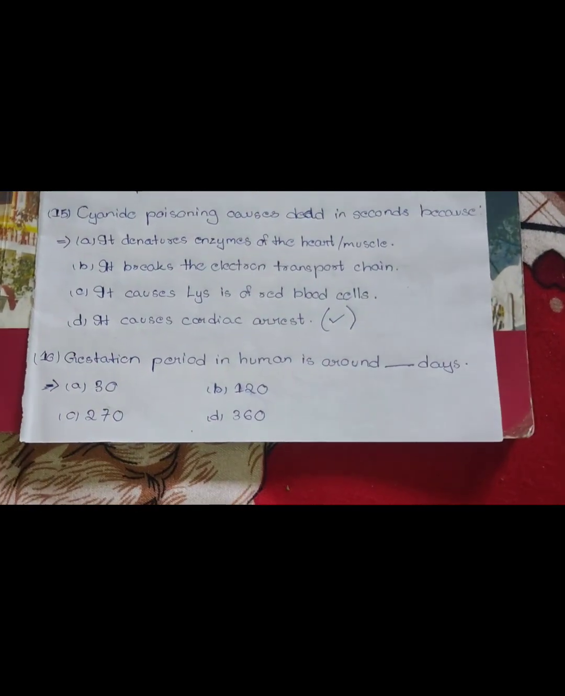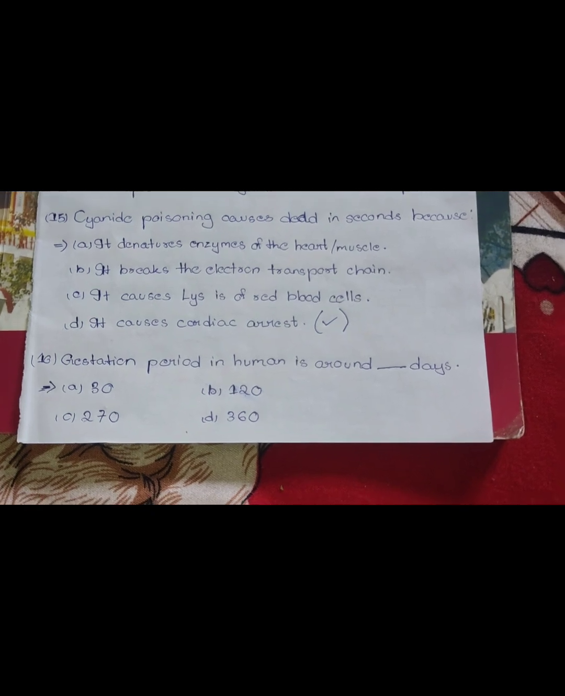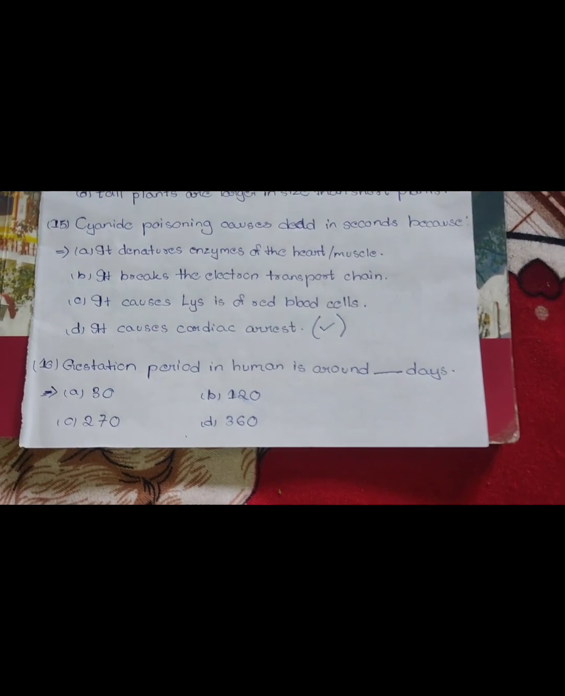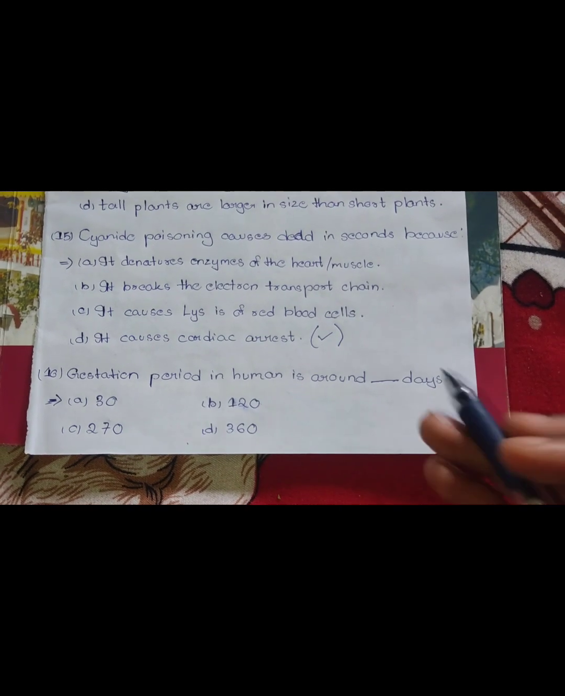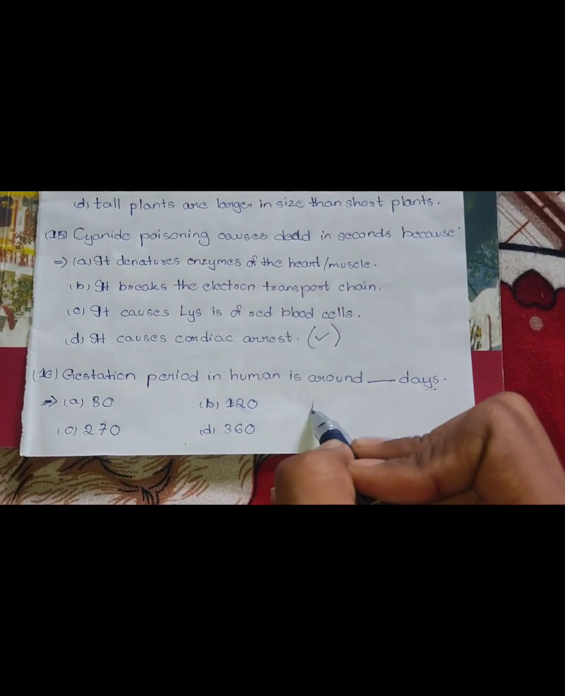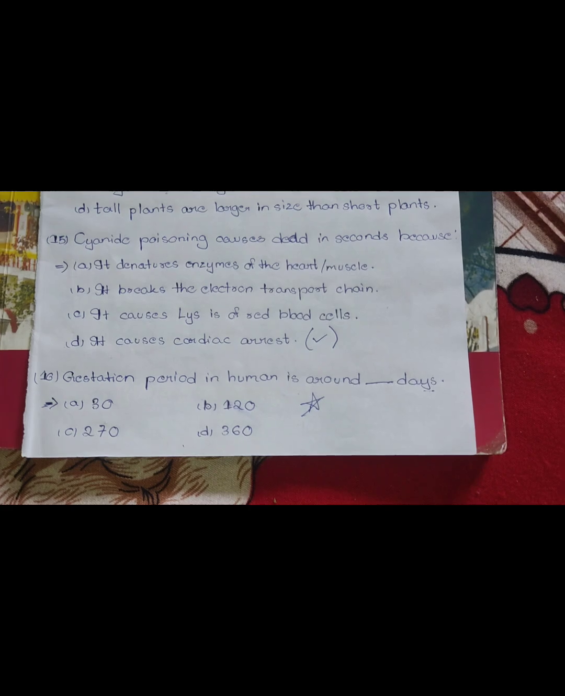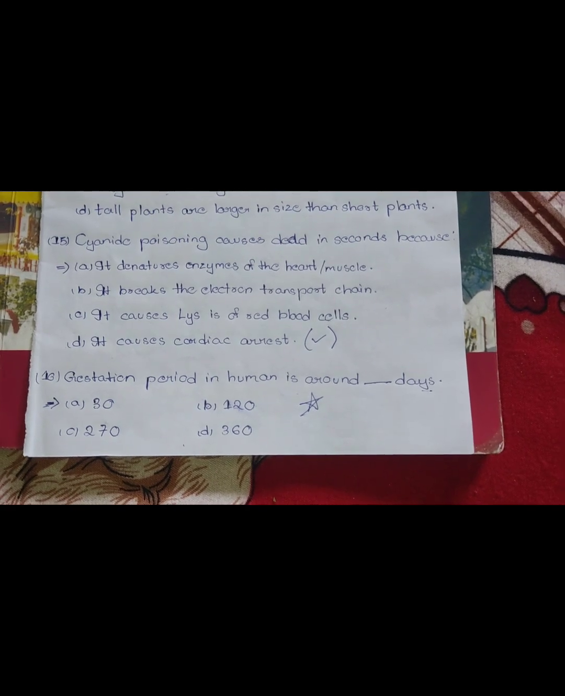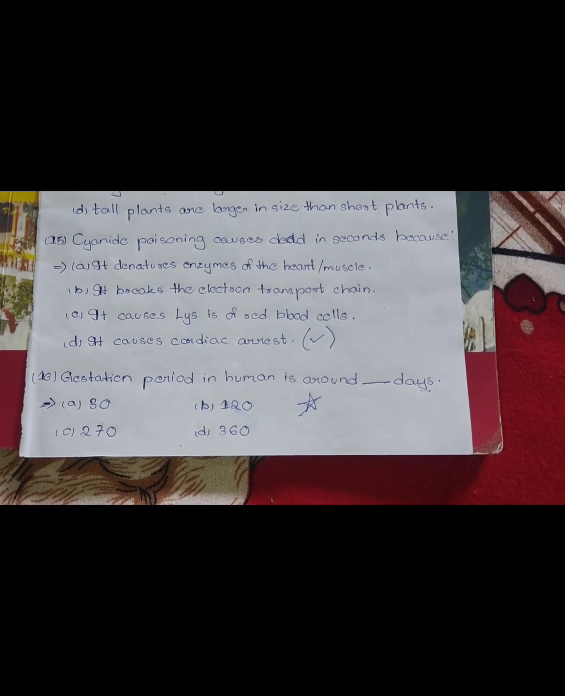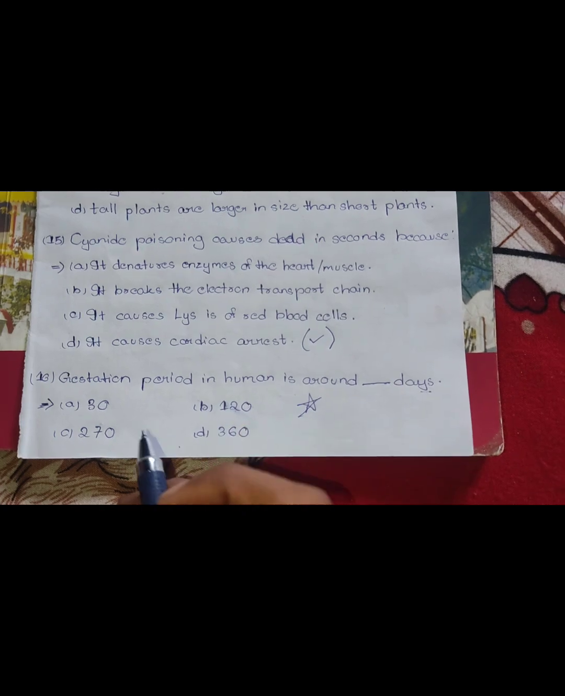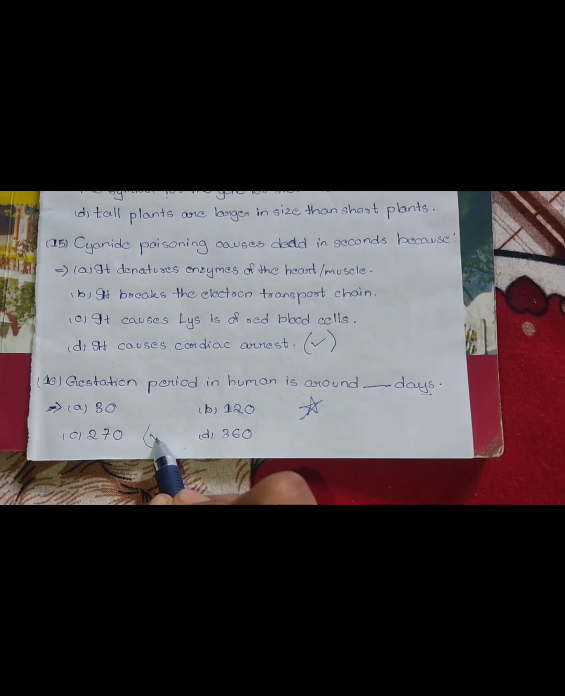Next question. Gestation period in human is around dash days. This is also one of the important questions, so please note it down. Option A 30, option B 120, option C 270, option D 360. So the right answer is option C, 270.